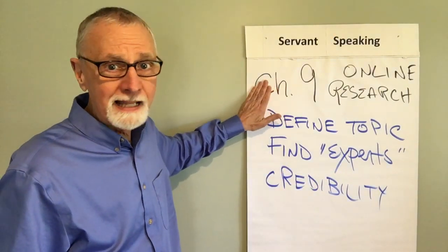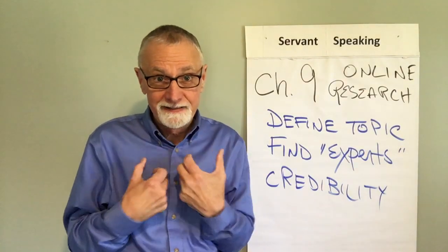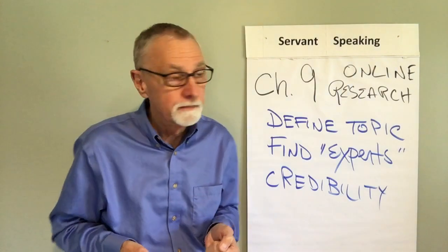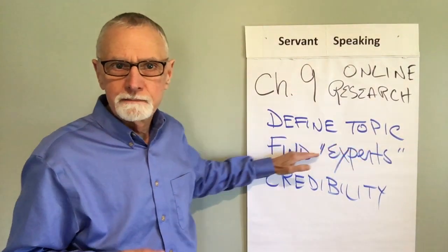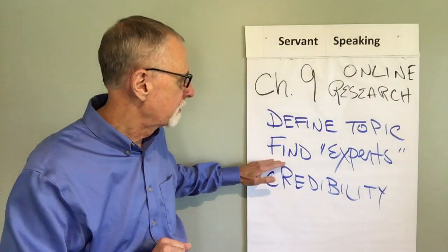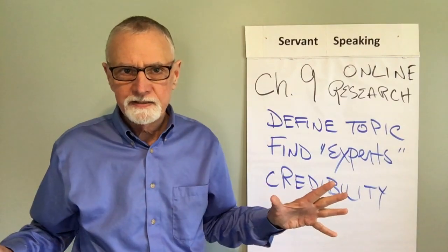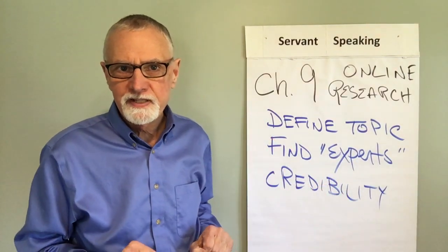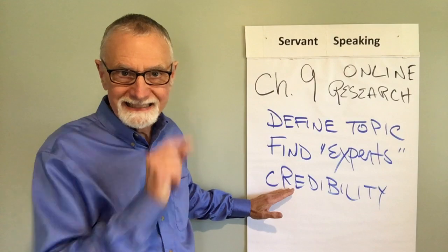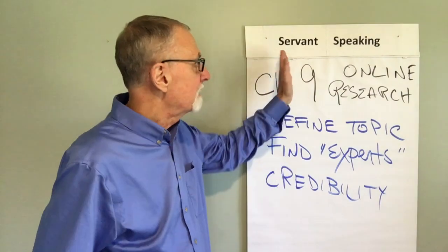So we need to do online research in most cases, but we have to beware of that confirmation bias toward the material that just confirms what we want to believe, even though it might not be true. And we have to define our topic well. We can use something like Wikipedia to help with that, even though Wikipedia itself is not a great source. And we seek to find the experts by saying who else is looking to particular people as the experts on this topic. And then finally, we look for those sources that are credible sources, that they have credibility, so we have credibility too. That's what we want to do in our servant speaking.